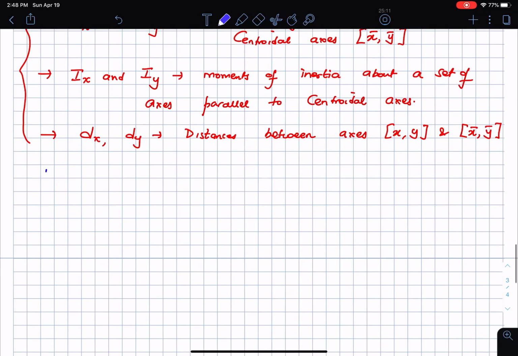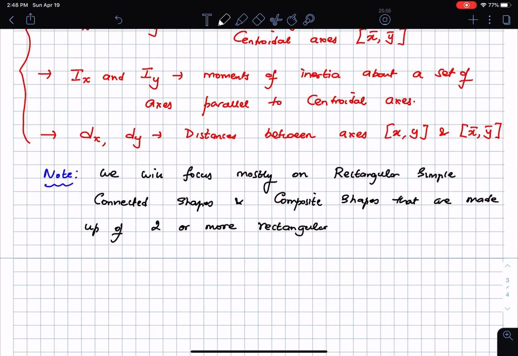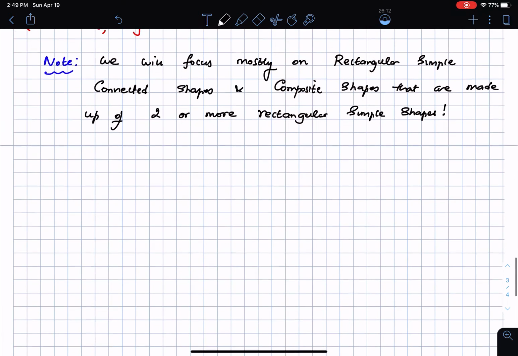So note: we will be focusing mostly on rectangular simple connected shapes and composite shapes that are made up of two or more rectangular simple shapes. This is just for the sake of simplicity, but the same ideas can be extended to combinations of rectangles and triangles, or rectangles, squares, circles and triangles, and so on. So we will start looking at a very simple problem first.